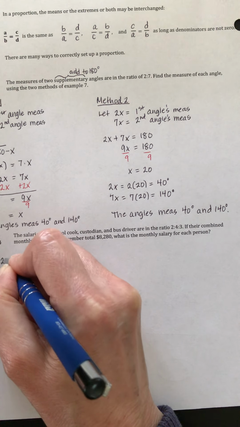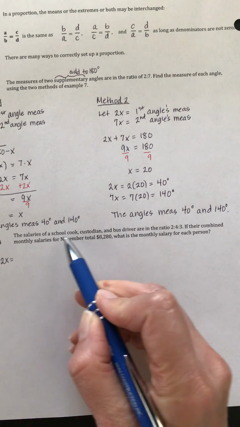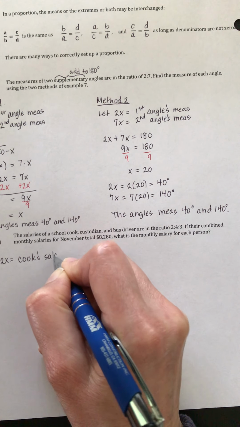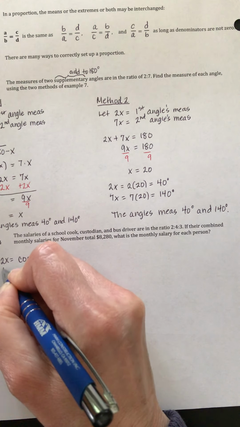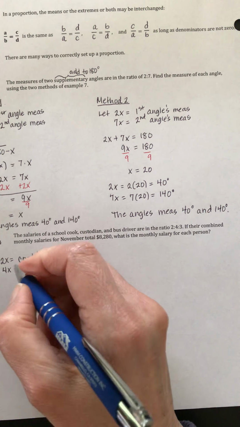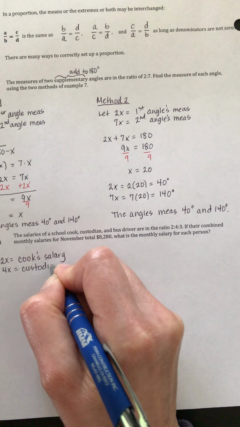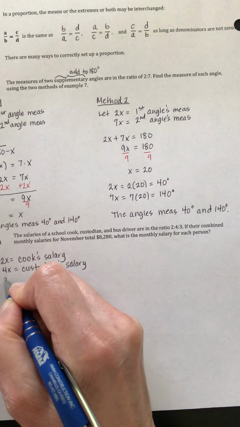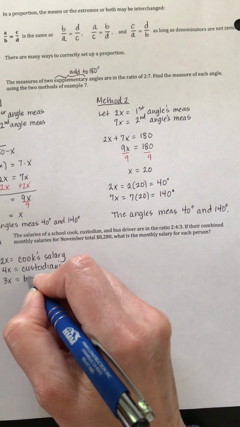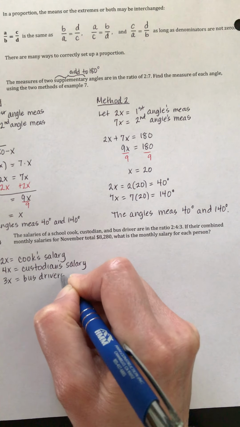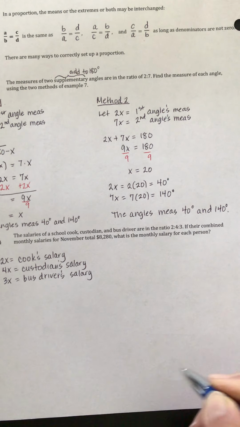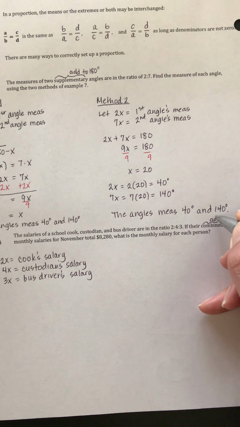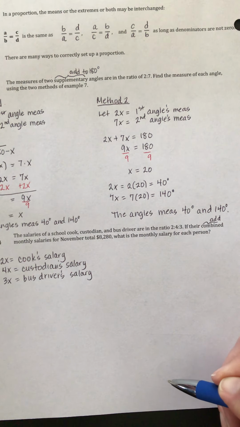So we're going to say let 2x equal, whose salary is that? Well, the cook's salary. 4x is going to equal the custodian's salary. And lastly, 3x will equal the bus driver's salary. Okay, so now we're told that if we combine them, which means add, the total will be 8,280.